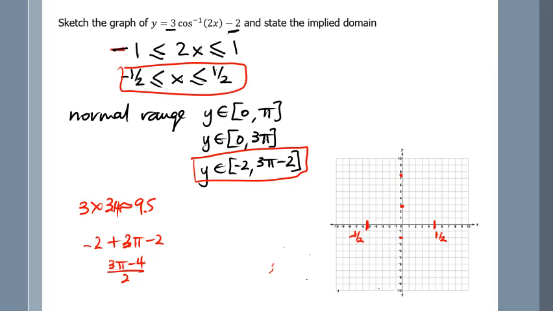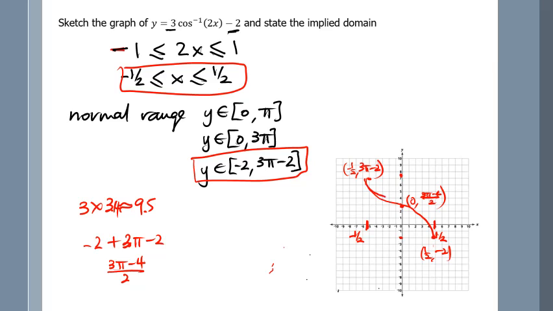Okay, it's a cos inverse graph. So what shape does a cos inverse graph have? Well, it'll start down here, it'll go through here, and my maximum will be there. We know the general shape of a cos inverse graph is like that. Our middle point we know is 0, (3 pi minus 4) on 2. We know that our endpoint is a half, minus 2 here, and we know that this endpoint is negative a half, 3 pi minus 2.